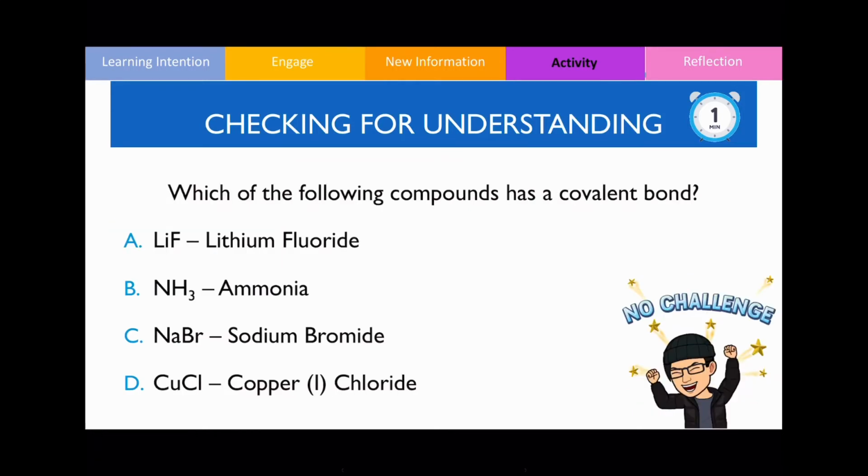The next question reads, which of the following compounds has a covalent bond? In order for you to answer this question, you need to identify which compounds only consist of nonmetal atoms. In this case, that's going to be ammonia, because nitrogen and hydrogen are both nonmetals.